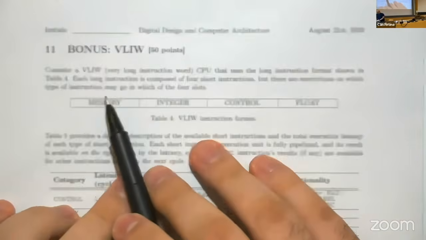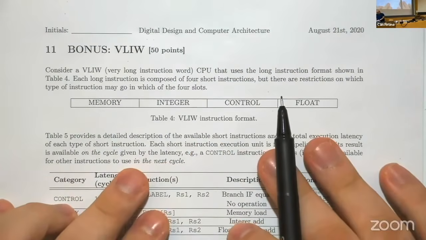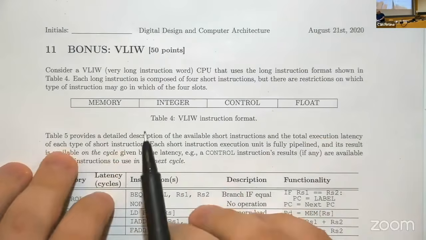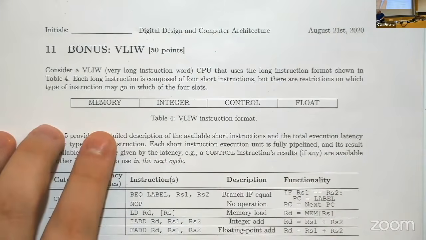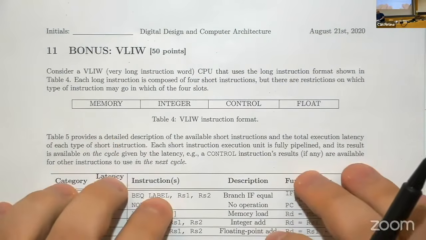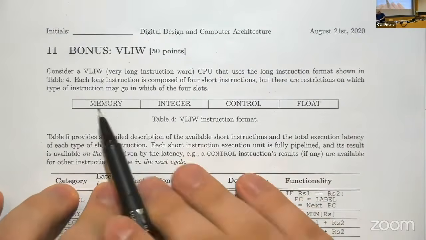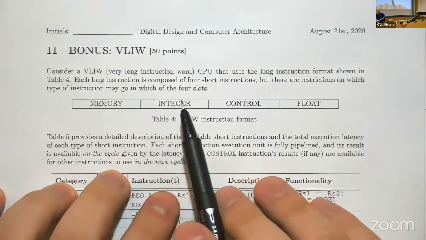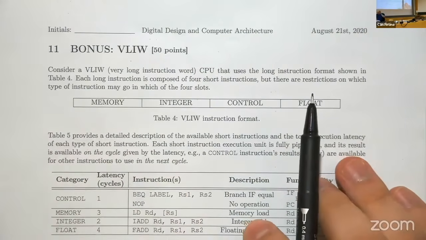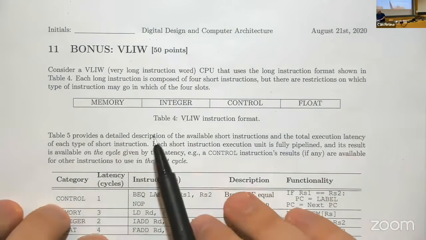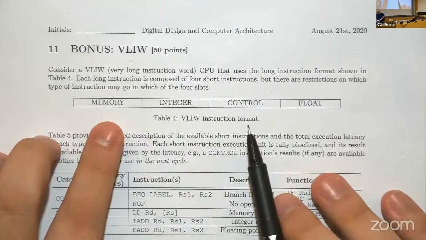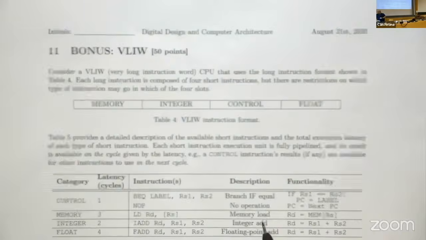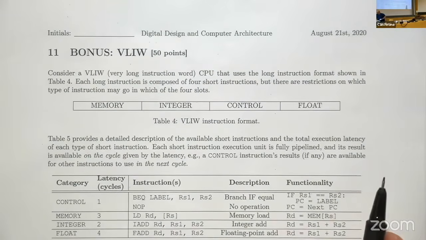So we are told to consider a VLIW CPU that uses the long instruction format shown in table 4. This is table 4, and so we see that we have 4 slots for short instructions in each of these long instructions. Each long instruction is composed of 4 short instructions. However, note that there are restrictions on which type of instructions may go in which of the 4 slots. As table 4 tells us, the first slot can only contain memory instructions, the second one integer instructions, and the third and fourth slots control instructions and float instructions, respectively.